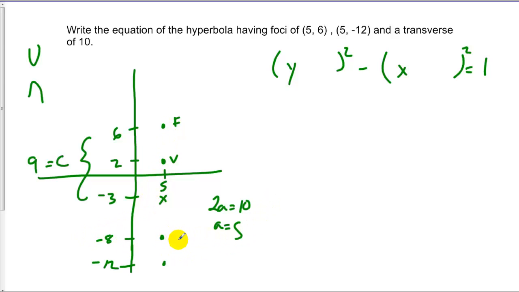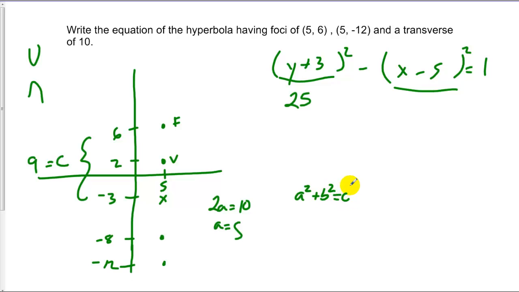And if I have my vertices, I can find my co-vertices by getting my B length. I also now have my center, which we said was 5 and negative 3, so I can start writing this in. Plus 3 minus 5 here. I just found my A term, which is supposed to lead, so I have 25. Now all we have to do is find our B term. We know once again that A squared plus B squared equals C squared. I have my C value of 9, so 81 is C squared. A value of 5, so A squared is 25. Plus B squared is going to equal 81.